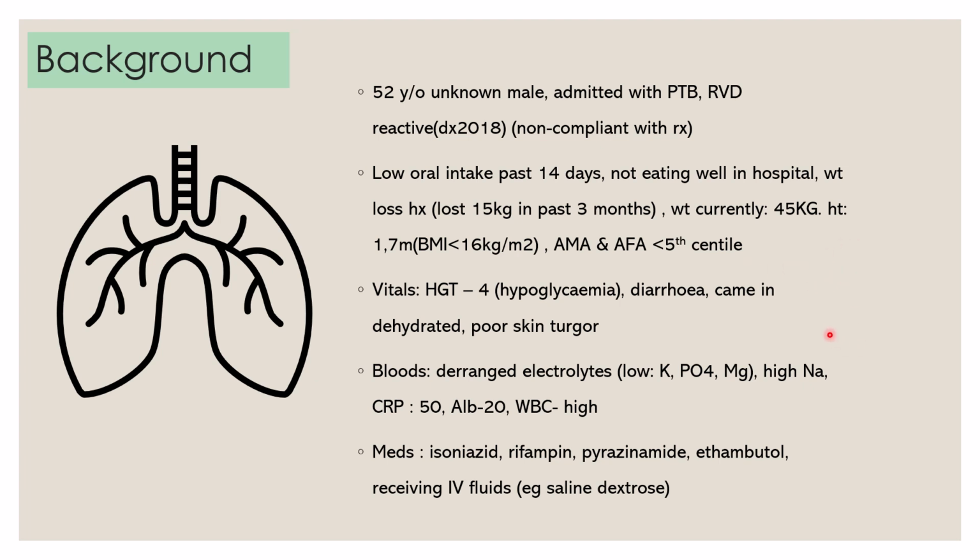Then we got the vitals for the clinical signs, and we got diarrhea and poor skin turgor because of him being dehydrated, and the blood. So deranged electrolytes, high sodium, CRP was high, and the white blood cells were high, and the albumin was low. I've also just indicated meds as well.